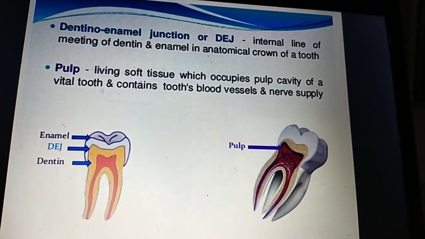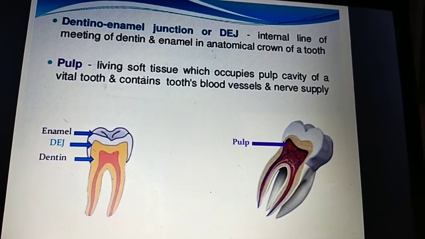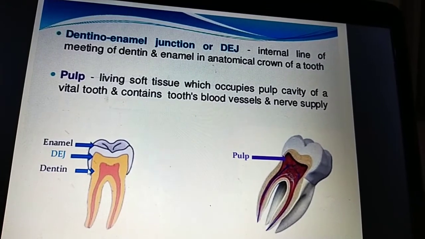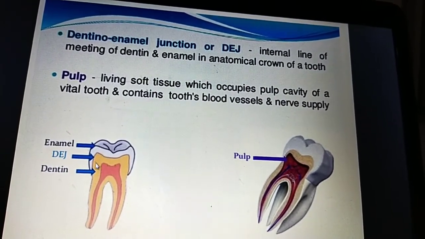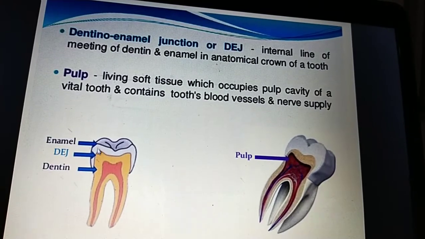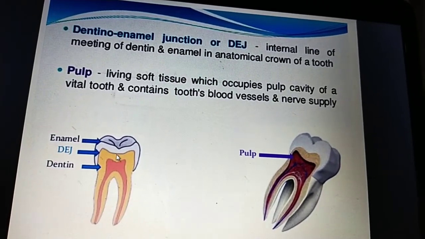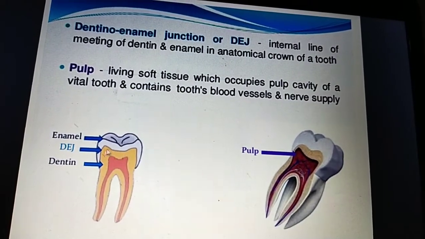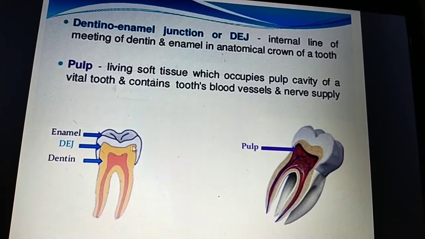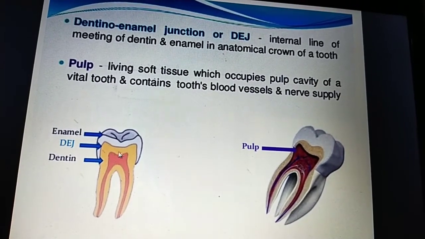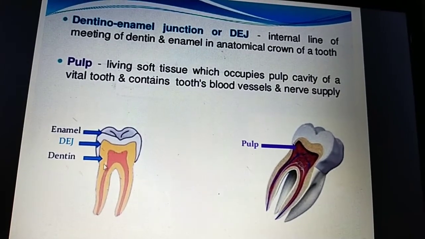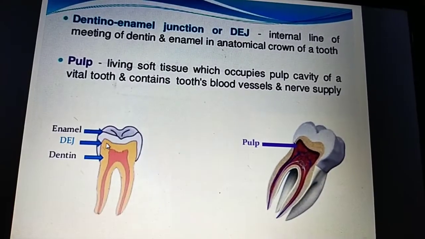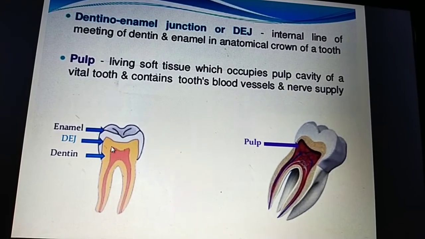Then the dentino-enamel junction is the junction between the dentin and enamel. You can see here, this is the dentin and this is the enamel, and this junction we say is the dentino-enamel junction. It is the internal line of the meeting of dentin and enamel in the anatomical crown of the tooth.